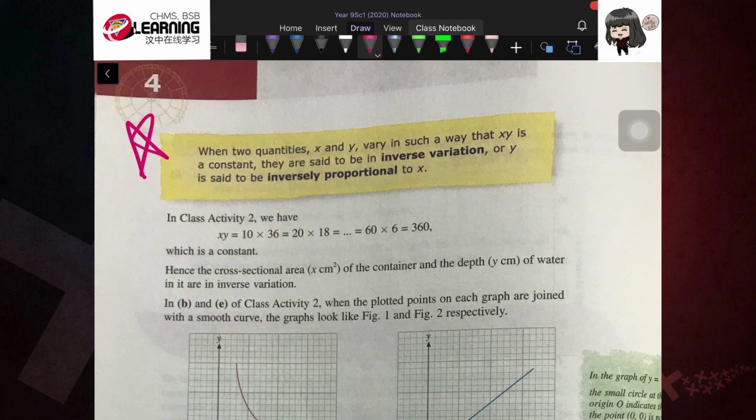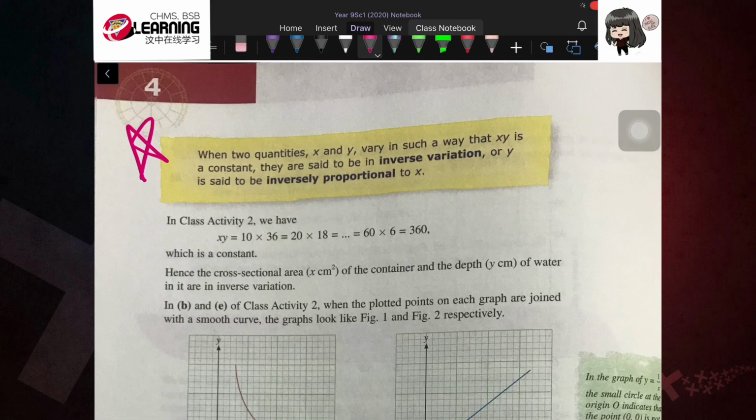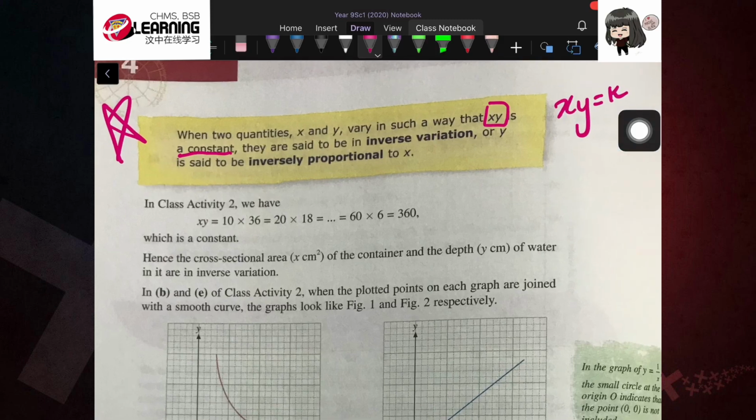When two quantities x and y vary in such a way that xy is a constant, just like I said just now, you write it in a corner or any space in your notebook. So xy is a constant, which means x times y equals k. When x times y is a constant, they are said to be in inverse variation, or y is said to be inversely proportional to x.